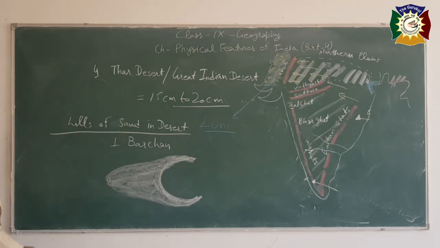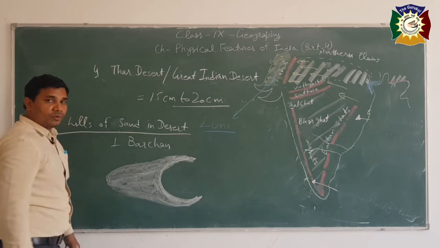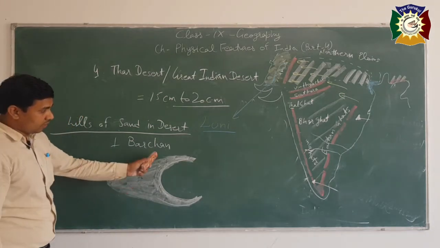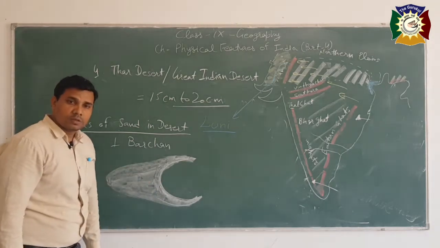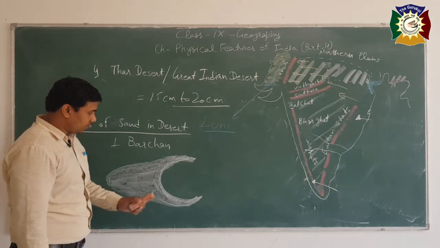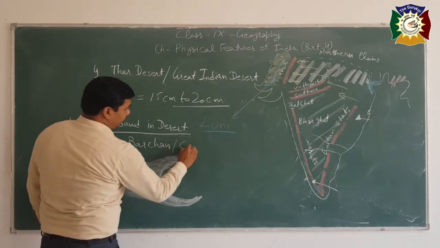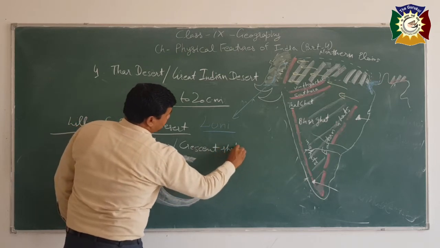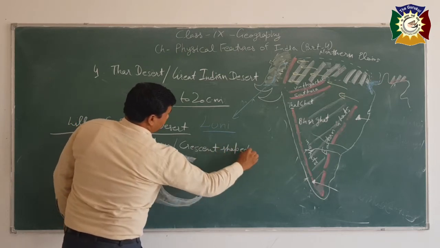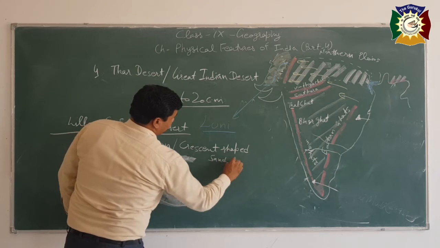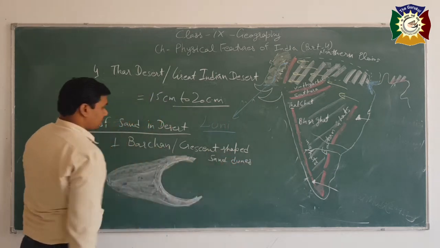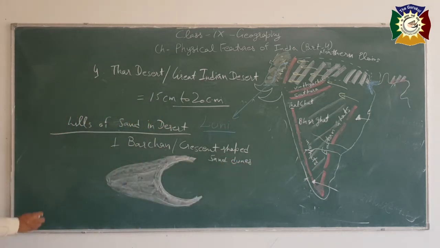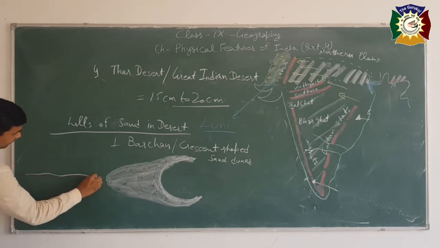This is the elevation view of these kinds of Barchans, these kinds of sand dunes, and they are also known as the crescent shaped sand dunes. Now let's try to understand its side view.